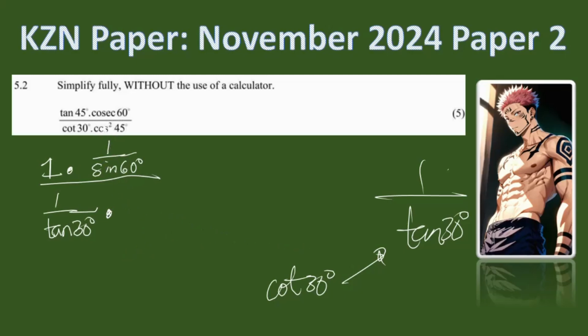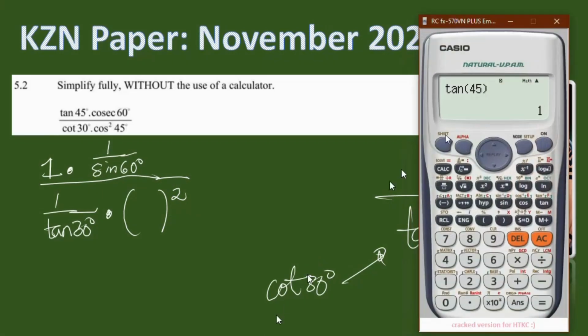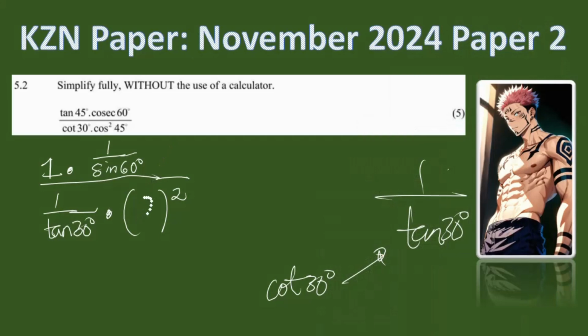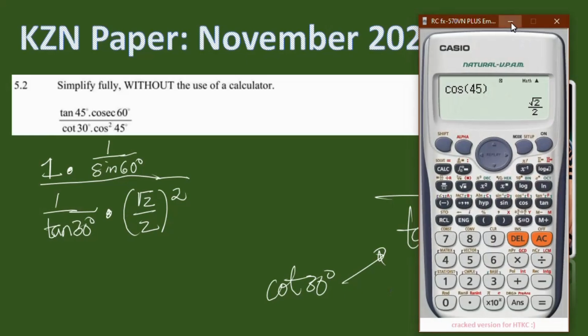The cosine of 45. Cosine of 45, I'm just going to use a calculator for that. And remember, this is being squared, so I'm going to square this fraction that I'm going to get. So I take out my calculator, say cos 45, close bracket, and I get root 2 over 2. Root 2 over 2. There we go.